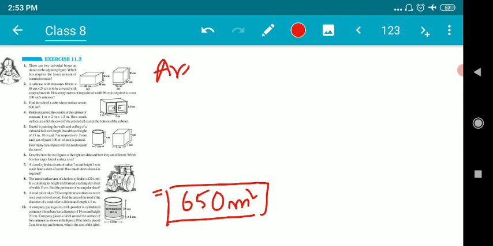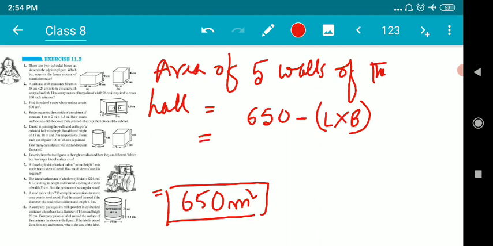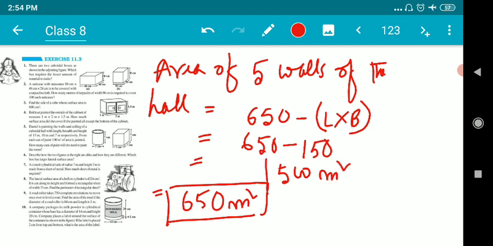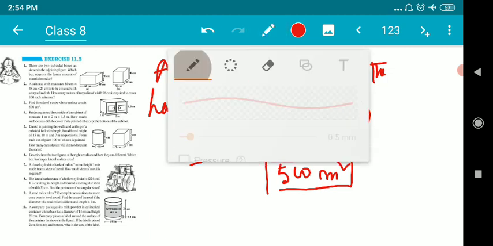Area of 5 walls of the hall is equal to 650 minus L into B. So it's 650 minus L into B, which means 15 into 10 is 150. So 650 minus 150 is 500 meters square. So 500 meters square is the area of all 5 walls of the hall room.